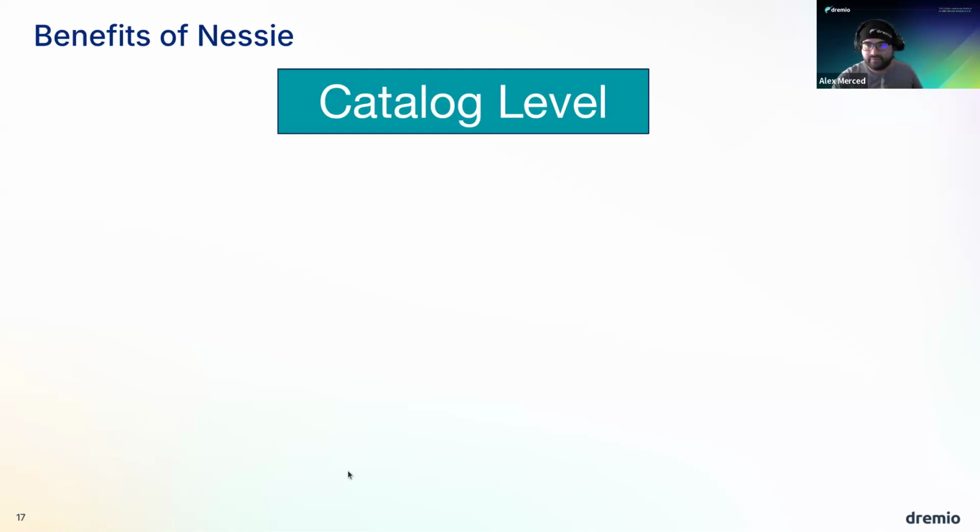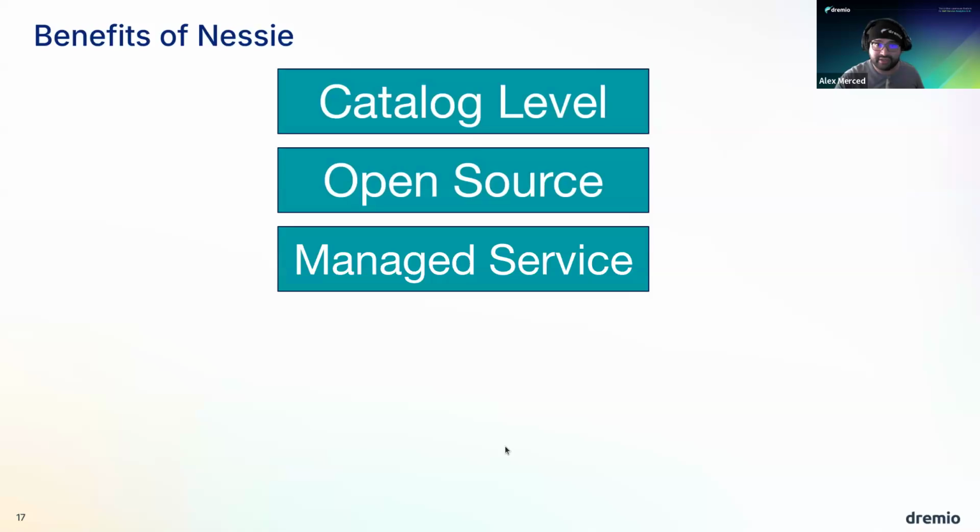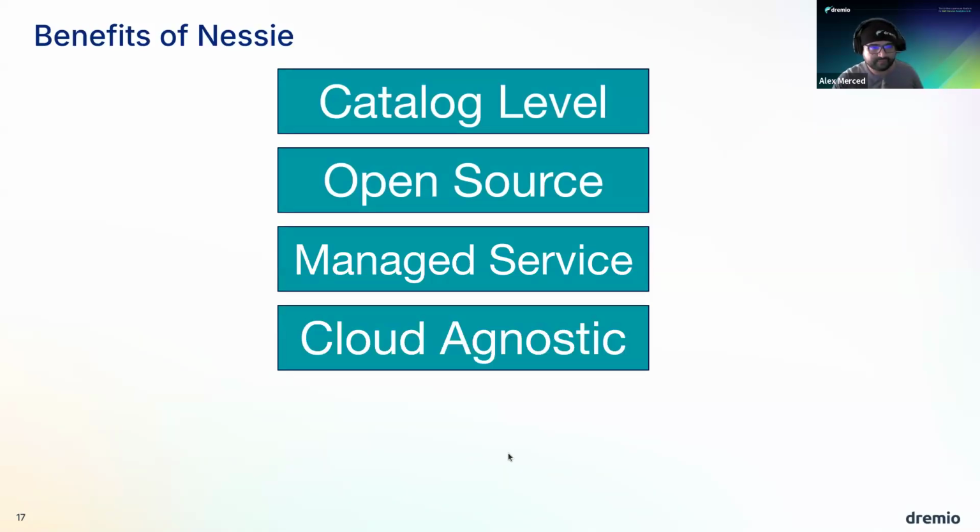So one of the unique benefits of Nessie is that it's catalog level. So you're operating across multiple tables, within that table abstraction, meaning it enables SQL. It's open source, so you can use it, you can contribute to it, you can see the code, you know what you're working with, and you can deploy it for free, you can self-manage it, or you can use a managed version like Dremio Cloud's Cloud Catalog, which is Nessie based.